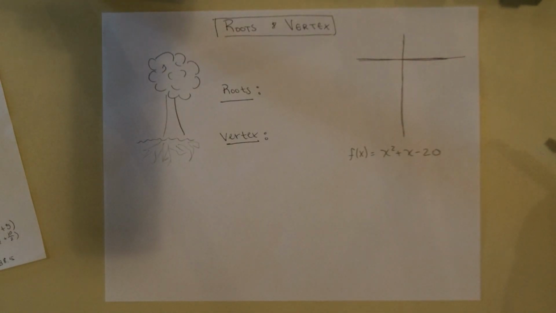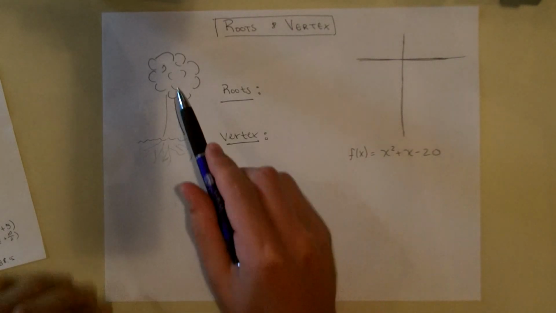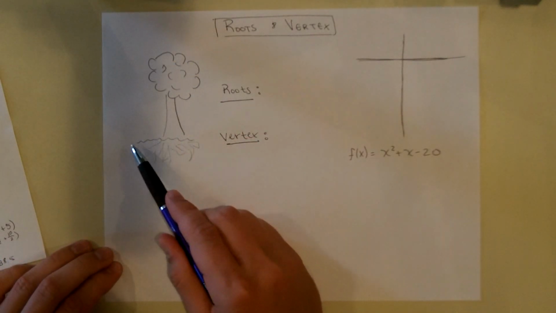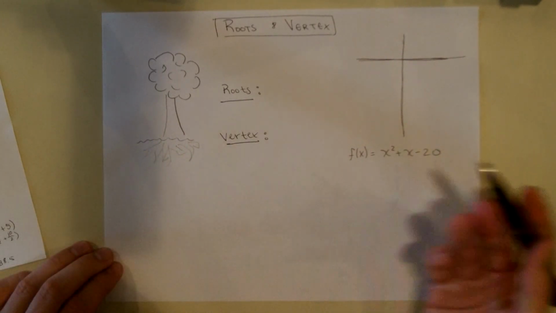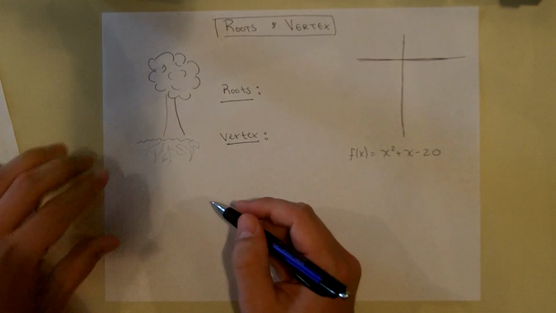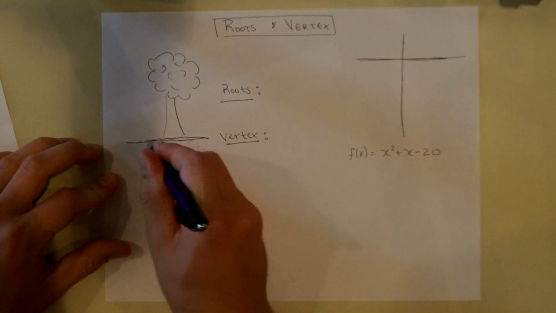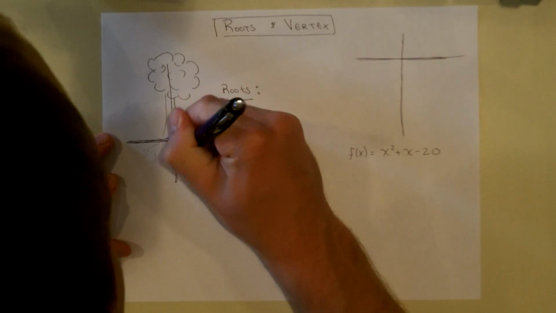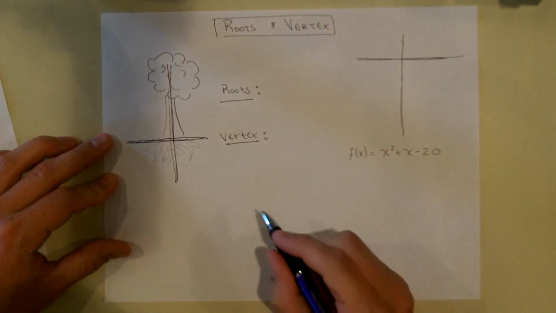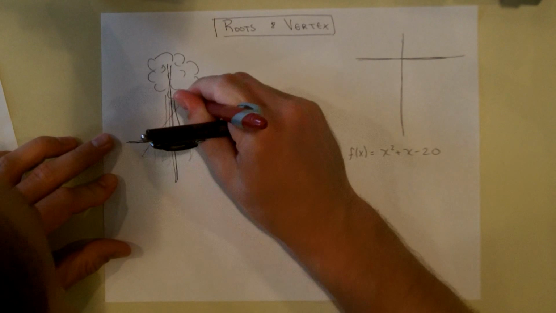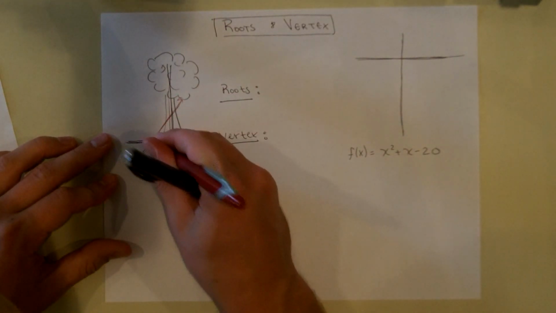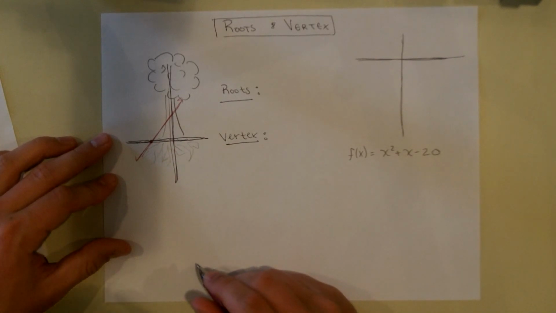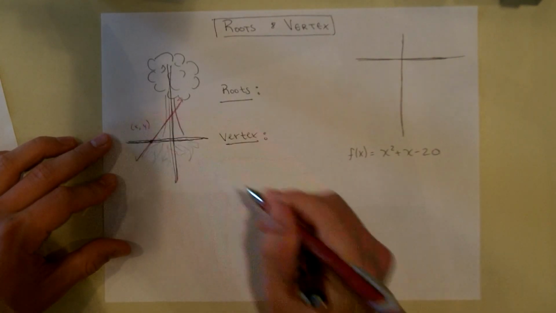So roots, to start off with, let's look at a tree. A tree has the pretty stuff on top, the trunk, and then as soon as you get to ground level, the roots start to form, or that's where we say the roots begin. That's the same thing when we're talking about graphs, except our ground is the x-axis. So if I draw in my coordinate plane a line, where it crosses the x-axis is what we call a root. So a root is an actual point, an x and a y point.